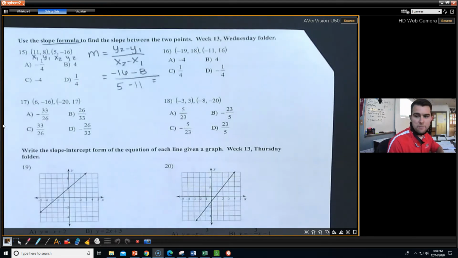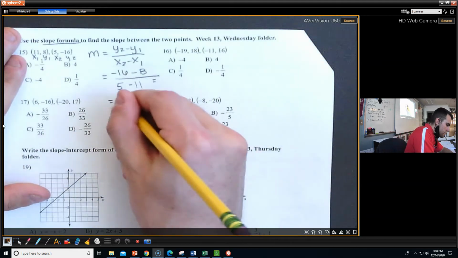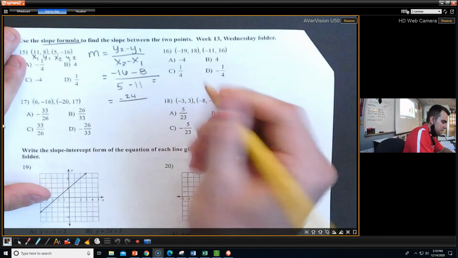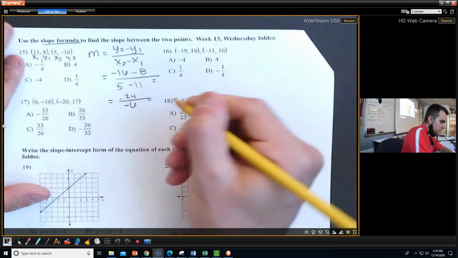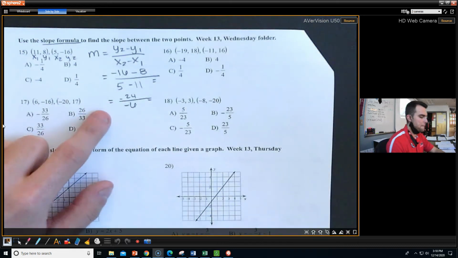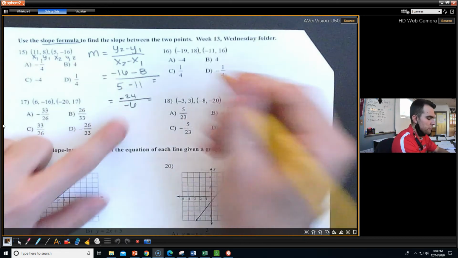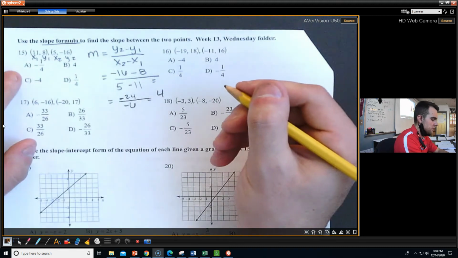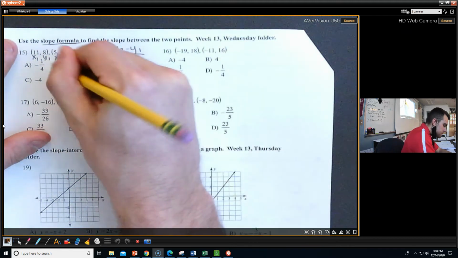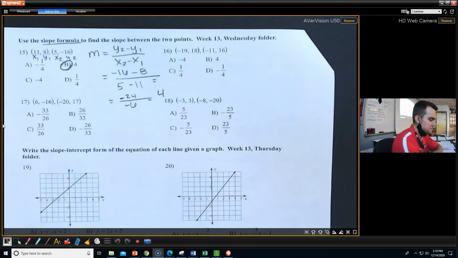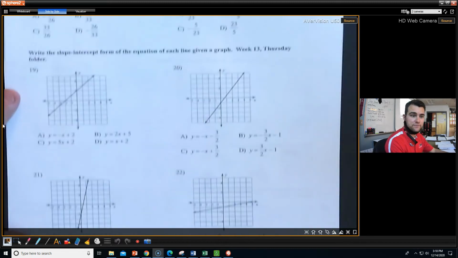So negative 16 minus 8, you should get negative 24. 5 minus 11, you should get negative 6. And what's a negative divided by a negative, guys? Positive. Positive. And so we have 24 divided by 6. That's 4. So our answer is B. All right, cool. So that is 15 through 18. Let's look at 19 through 22.